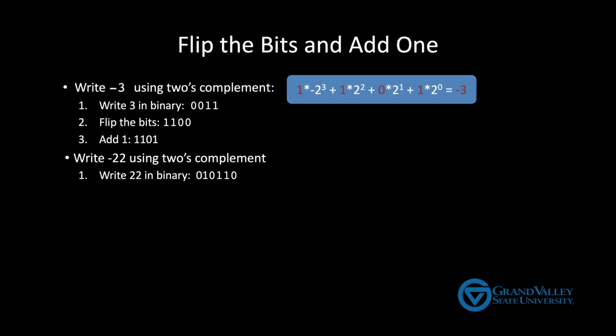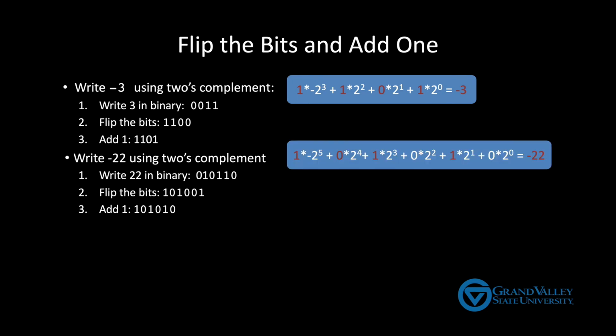Okay, so we write 22 in binary, 010110, flip all the bits, 101001, and then add 1, which gives 101010. We place this into the formal formula and we see that it does in fact encode -22.